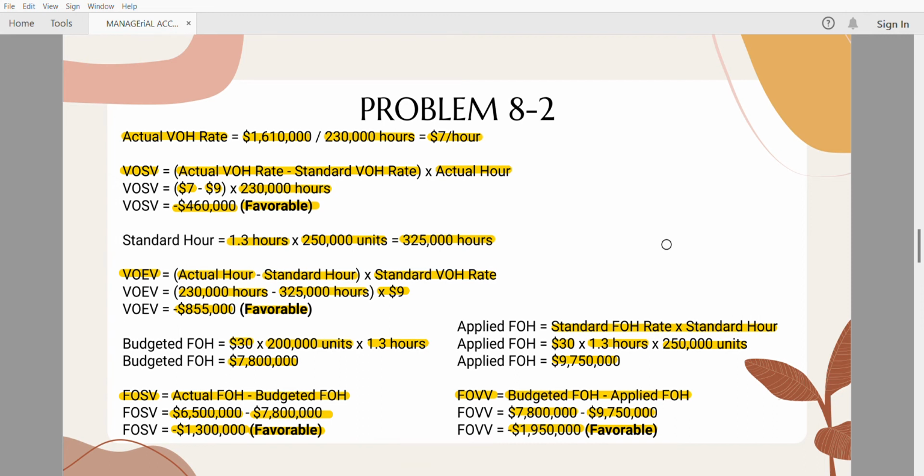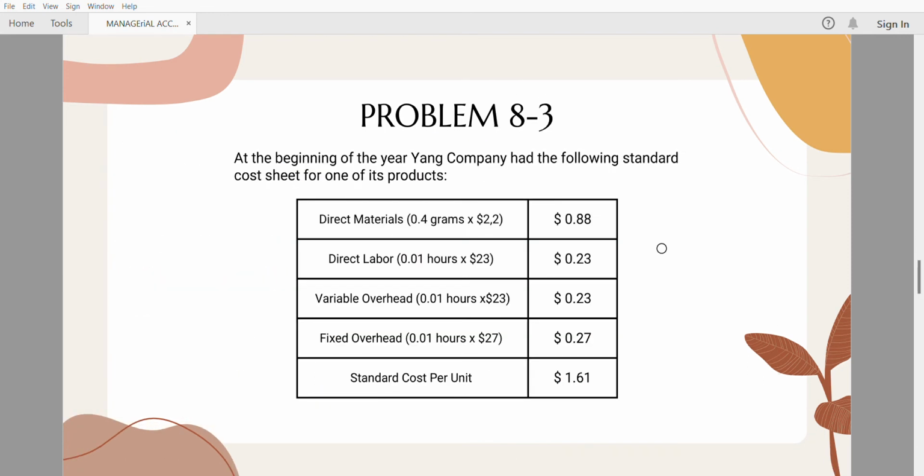Problem 8.2. Okay, and we are done with problem 8.2. Continue to problem 8.3. This is more complex. So problem 8.3: at the beginning of the year, Yang company had the following standard cost sheet for one of its products. So we have direct materials. This is the standard cost, okay? Standard direct labor, variable overhead, and then fixed overhead, as well as standard cost per unit.